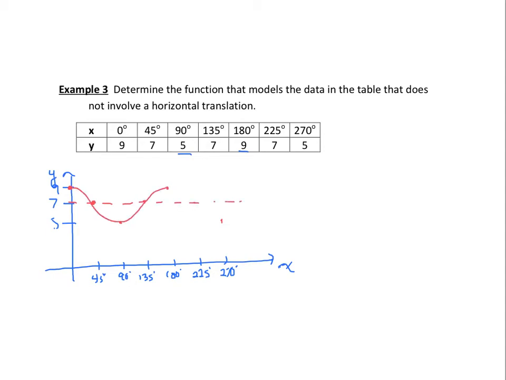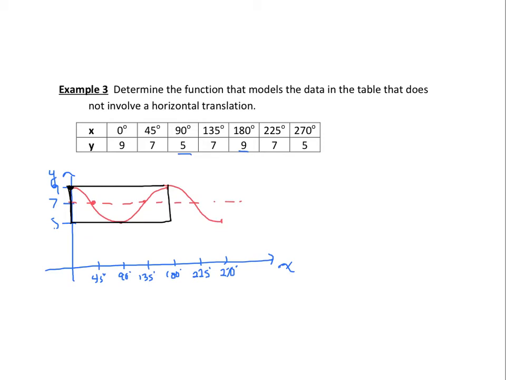Okay, and then we have sort of this curve, looks like so. Okay. Now it says determine a function that models the data with no horizontal translation. So what I would do is start then right at this first max point, which is on the y-axis, and find an equation for this curve then as a cosine function.